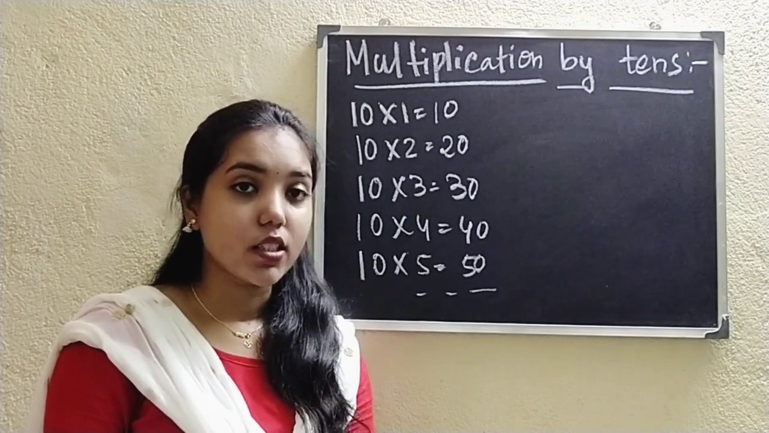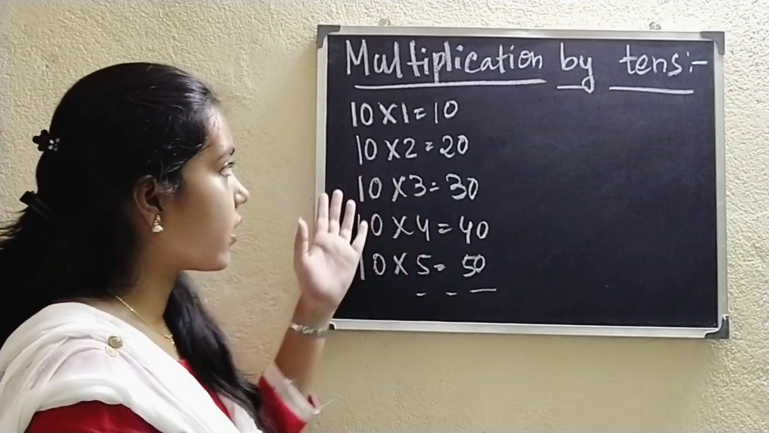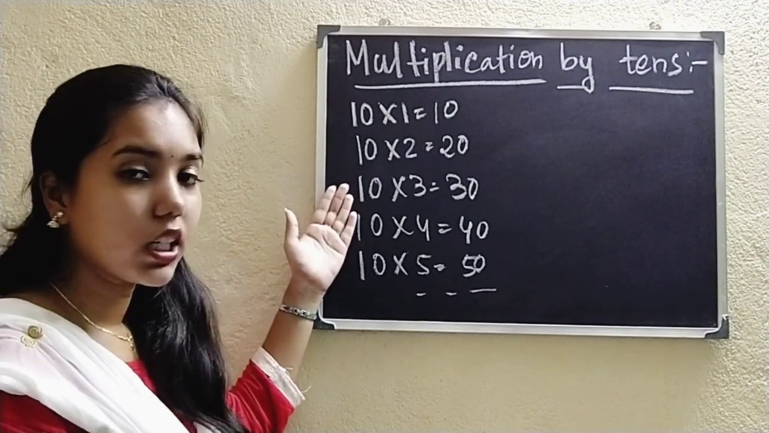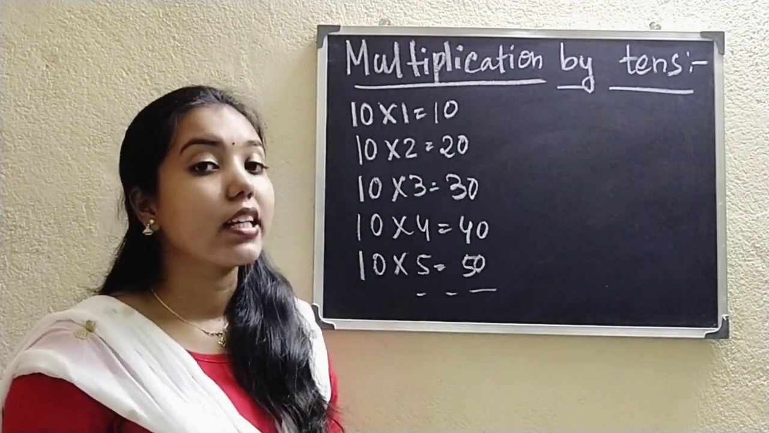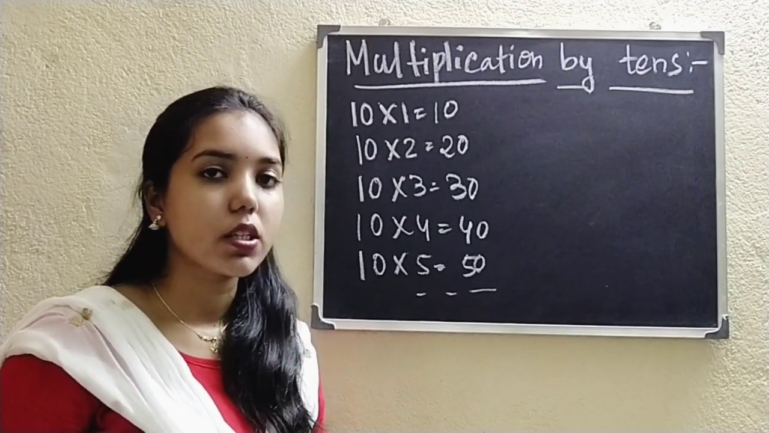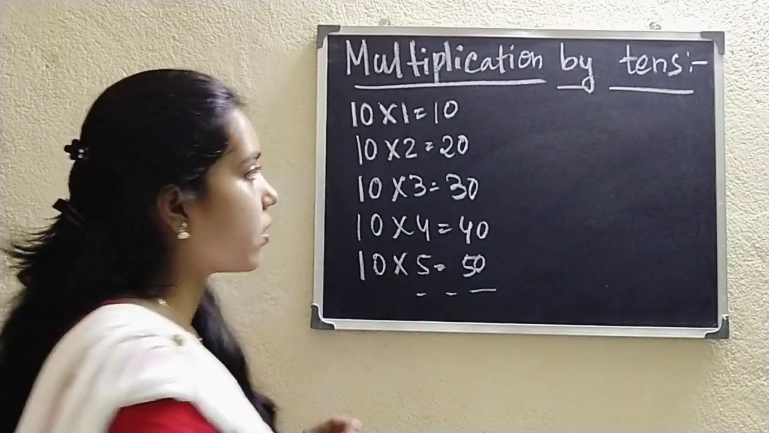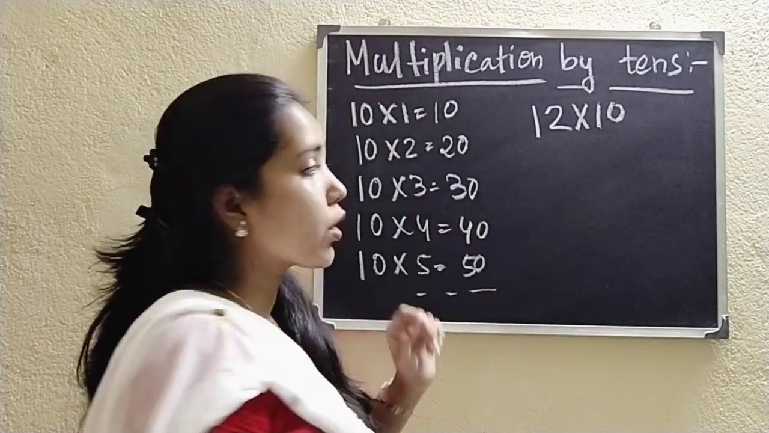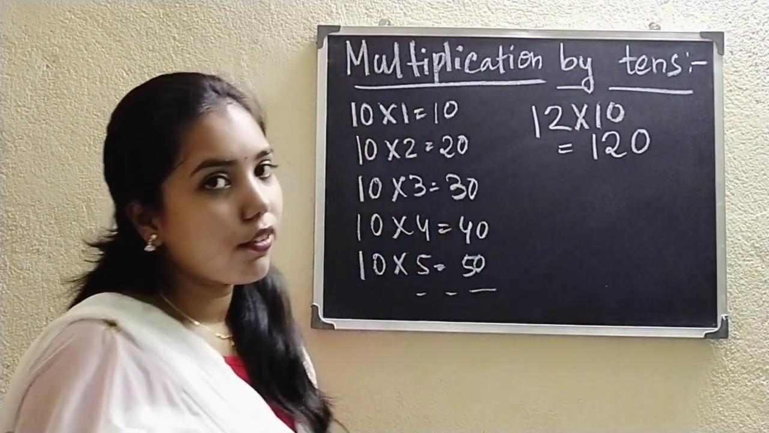Now, dear students, we all know the multiplication table of 10. Here it is: 10 ones are 10, 10 twos are 20, 10 threes are 30, 10 fours are 40, 10 fives are 50, and so on. An easier method of multiplication of a number by 10 is to simply put a 0 on the right side of the number. Now let us see an example: 12 into 10. To find the product, we simply write 12 and put a 0 on the right of it.